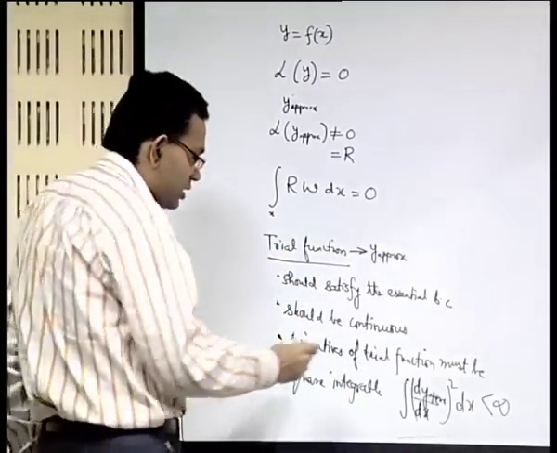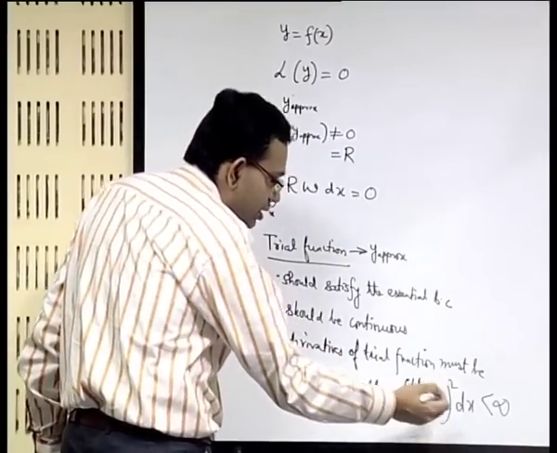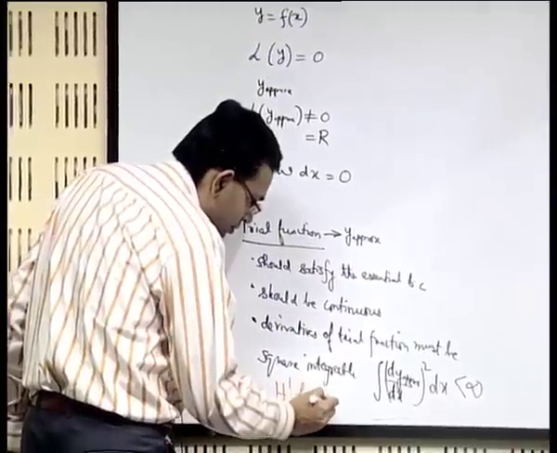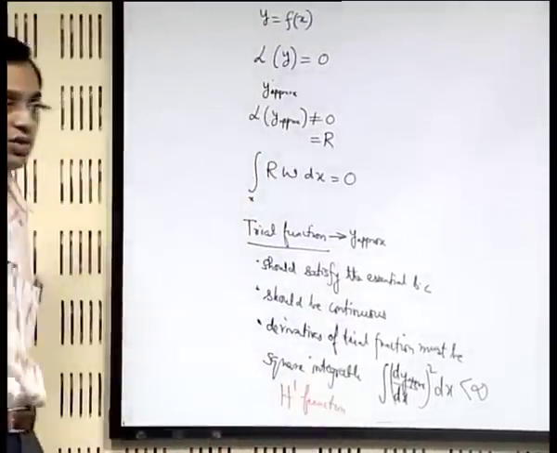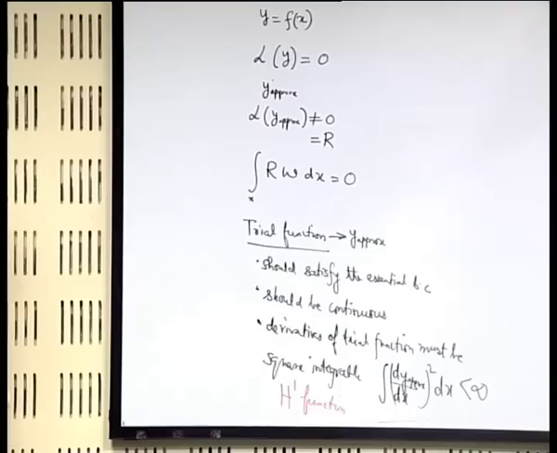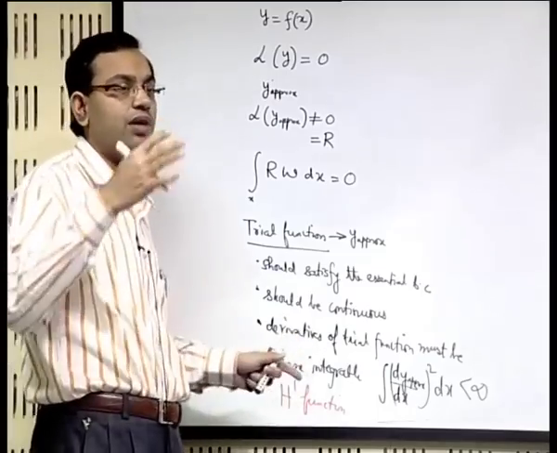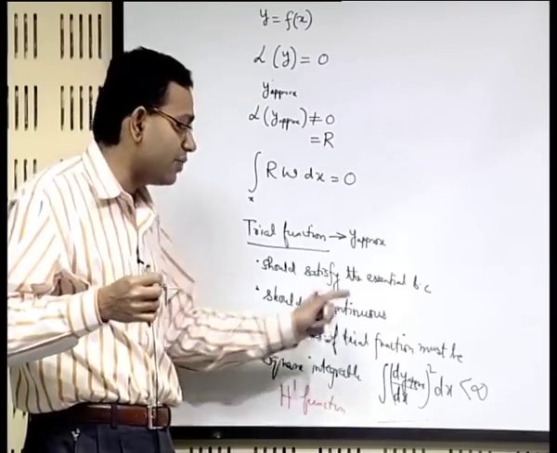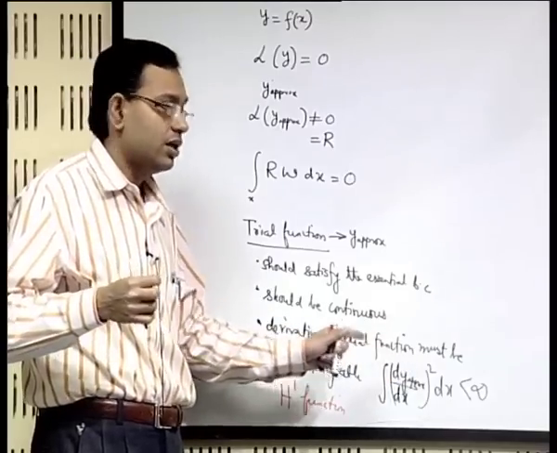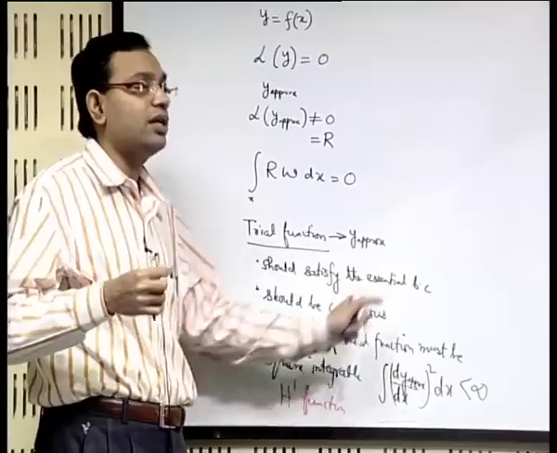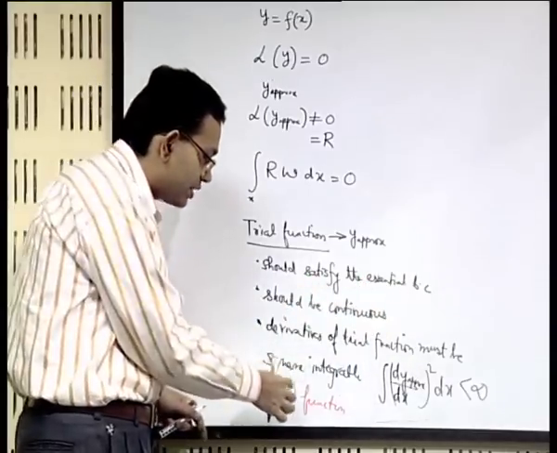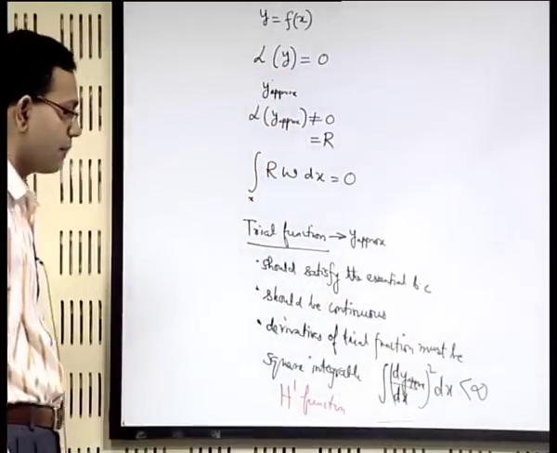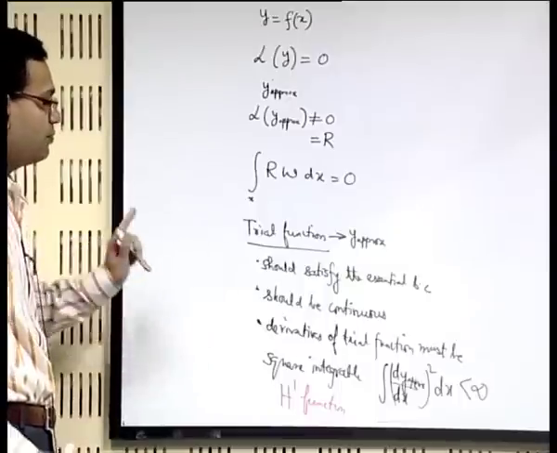Now, this type of function, where the first order derivative is square integrable, we call an H1 function in functional space. There could be several types of functions like H1 function, H2 function, like that. An H1 function in a functional space is such that its first derivative is square integrable. If it is an H2 function, then its second derivative has to be square integrable, like that. So, this superscript stands for the order of the derivative which is square integrable. Now, this is the trial function requirement.